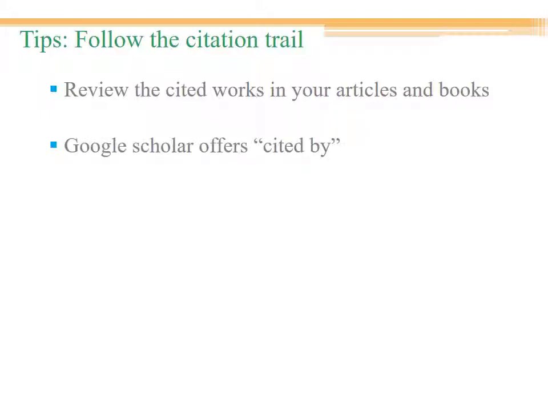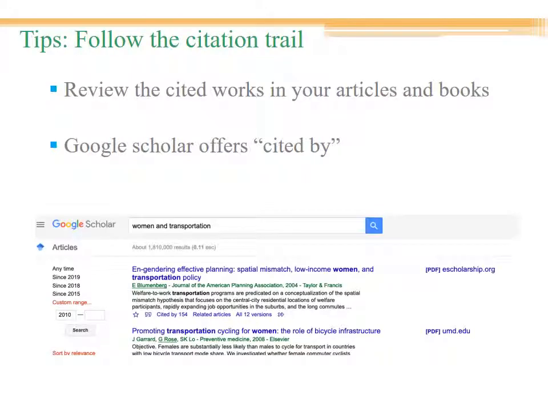You can also use Google Scholar. Google Scholar offers a cited by feature as well as this citation list. Here's a screenshot of Google Scholar showing results from the search for women in transportation. The first one seems pretty relevant. Underneath the title, you'll find a link called Cited By, followed by some numbers. If you click on that, you'll find a list of sources that cited or referred to this original article.